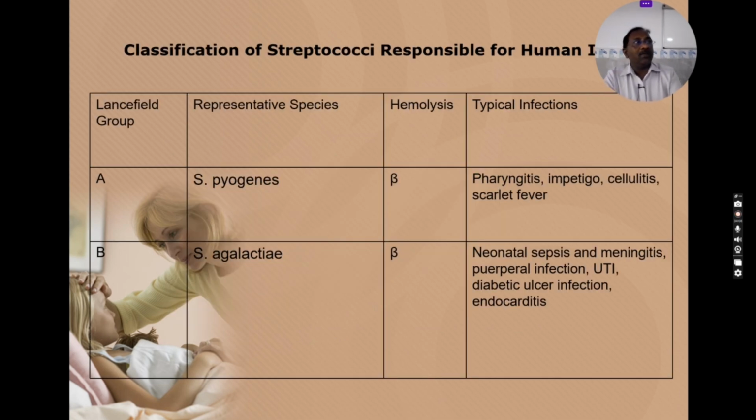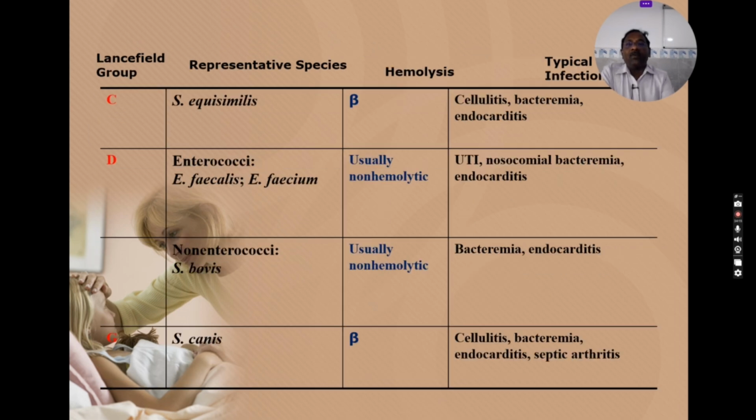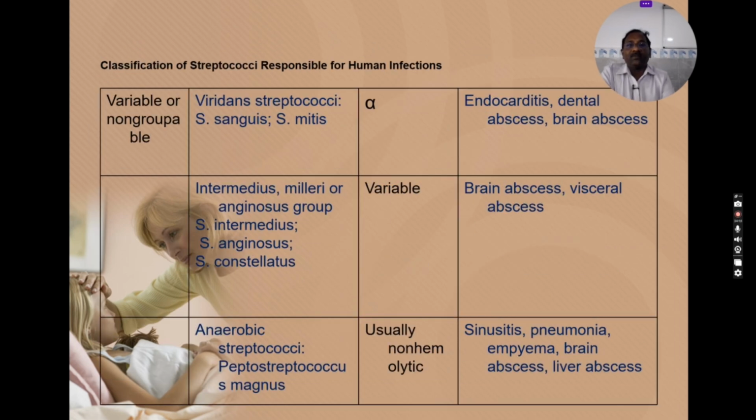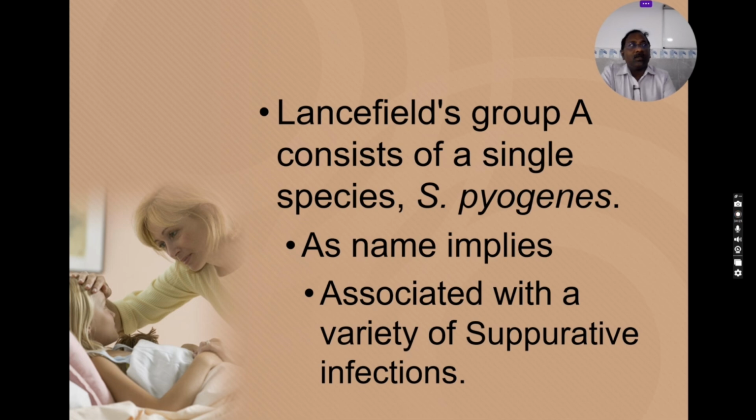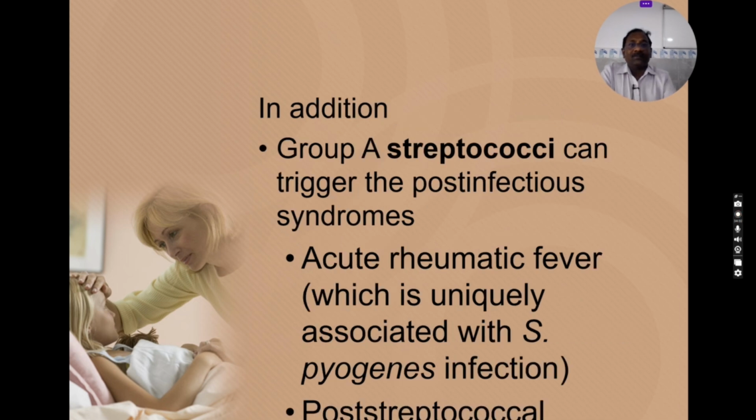So Lancefield groups A, B, C, D, etc., and then the species, pyogenes, agalactiae, and the typical infections. So there are the beta hemolytic ones, the enterococci equivalents, and alpha hemolytic viridans Streptococci, which cause endocarditis. Now group A, that is pyogenes, is associated with a variety of suppurative infections. It can trigger the post-infectious syndromes: acute rheumatic fever and post-streptococcal glomerulonephritis.